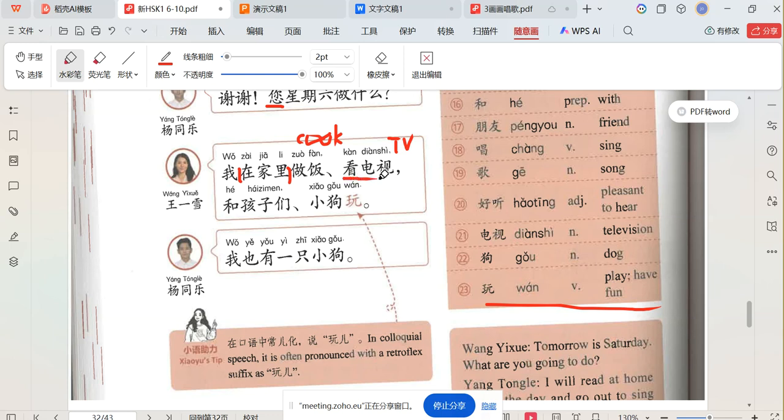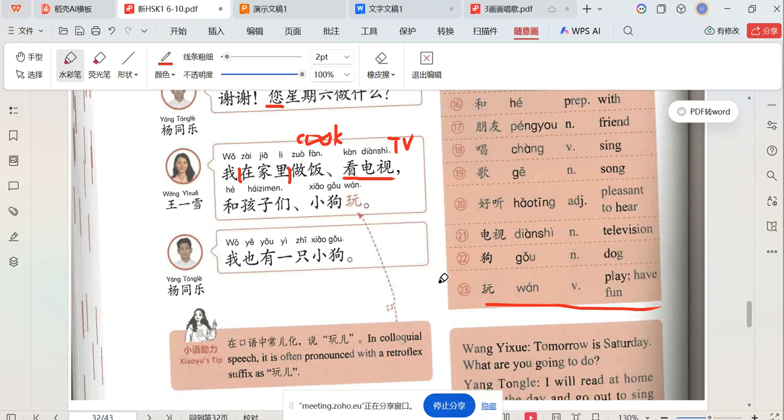So how do we say watch TV? 看电视。So I can tell someone was watching TV. Maybe now that person is also watching TV. So how can I say that? 他在看电视。So on Saturday, I'll stay at home, cooking, watching TV, playing with my kid and my dog.